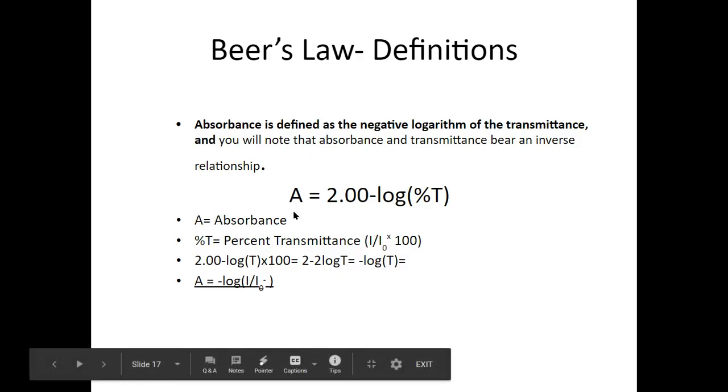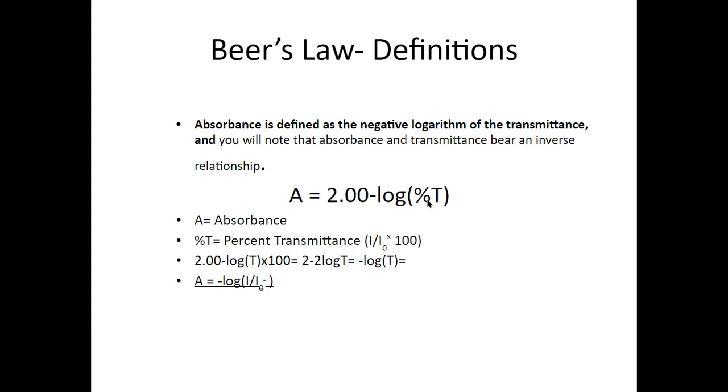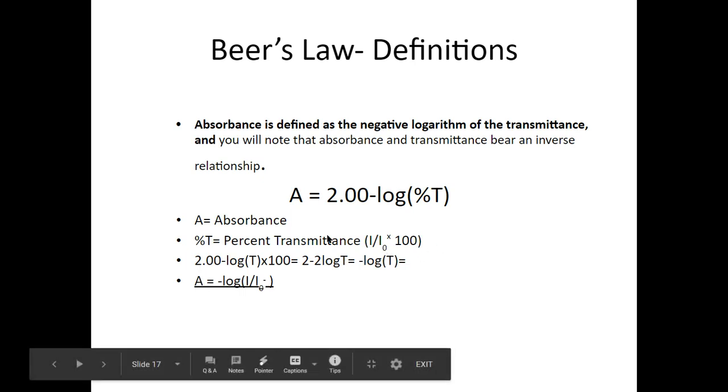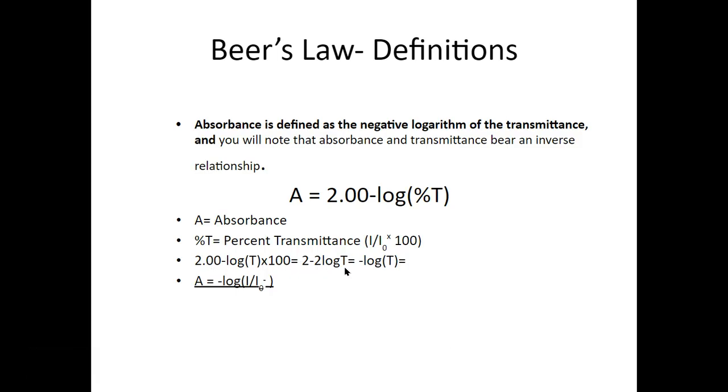So we set it up as absorbance equals 2.00 minus log of the percent transmittance in parentheses. Now, A is absorbance, and percent T is percent transmittance, which can also be noted as intensity over intensity naught, I over I0, because you're thinking of this as the ratio of the photons per second that passed through the cuvette over the photons per second that were going into the cuvette, times 100 to get the percent.